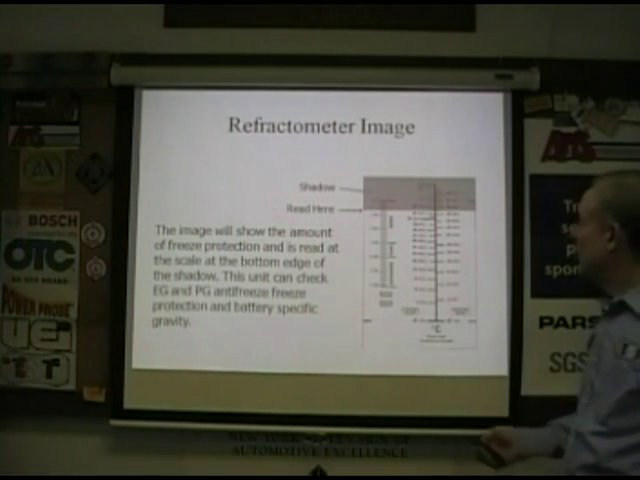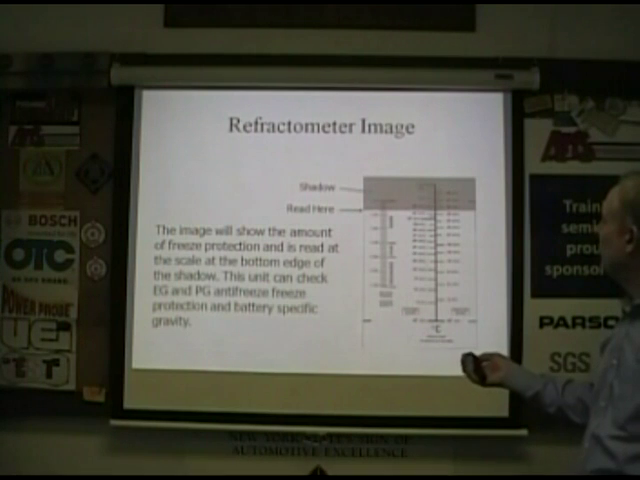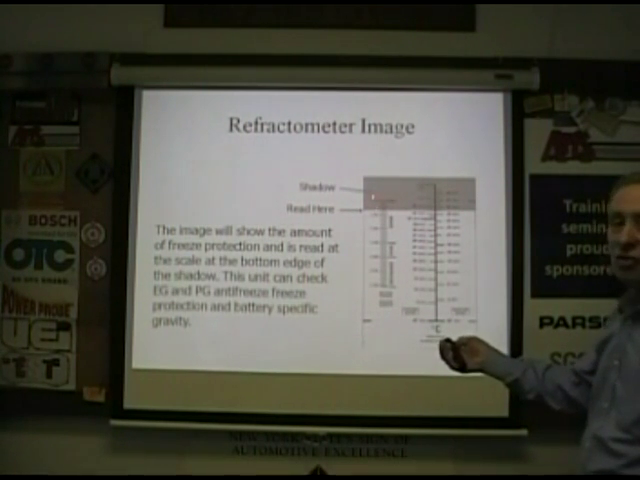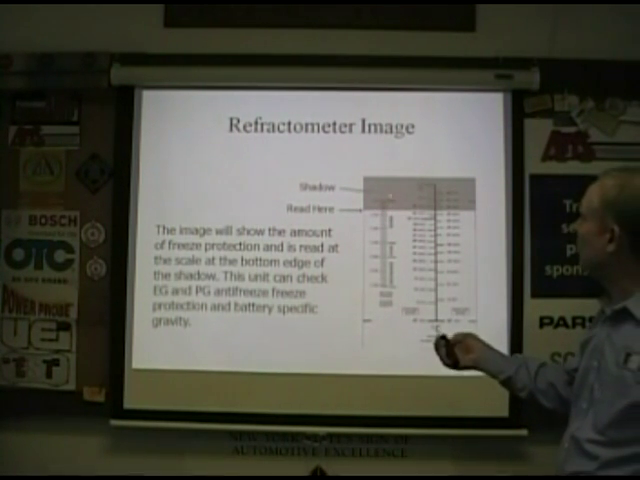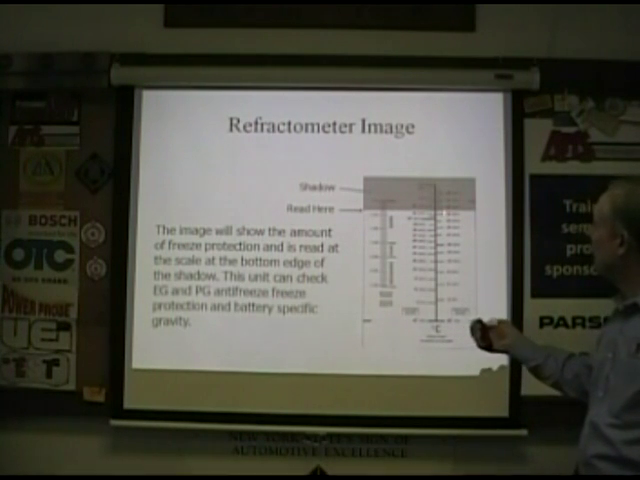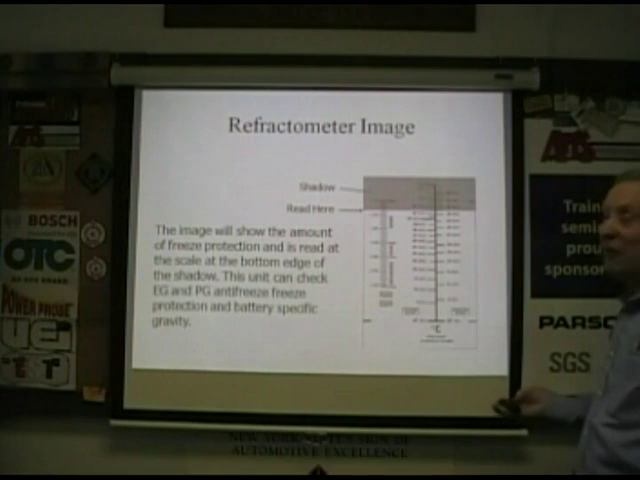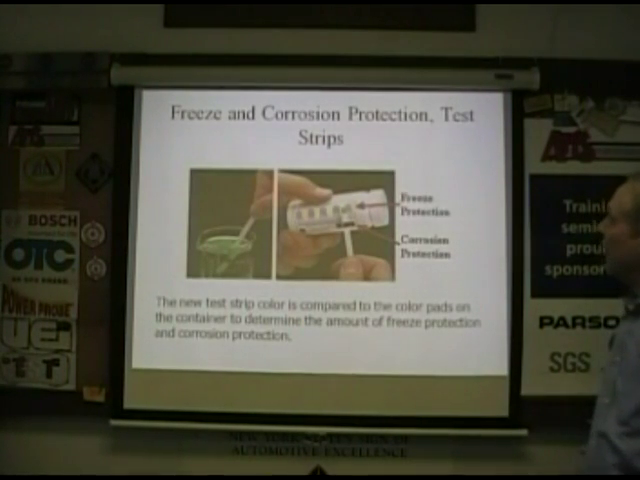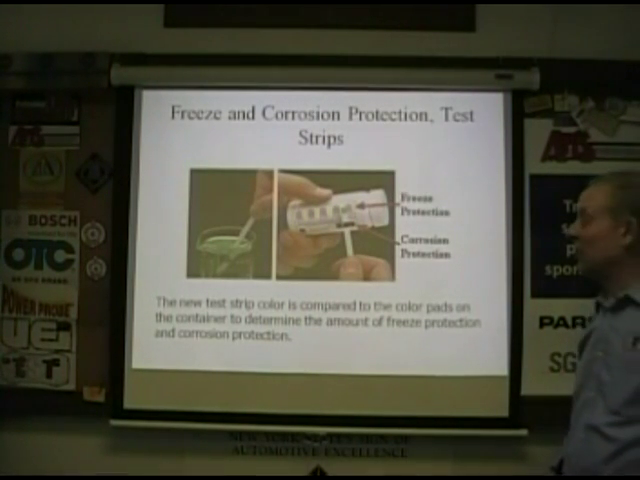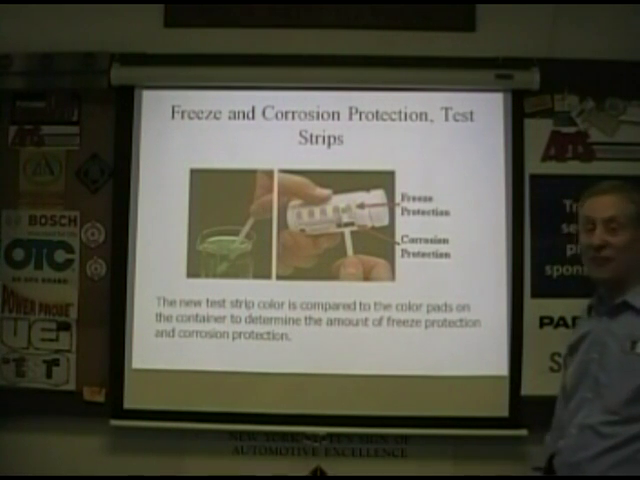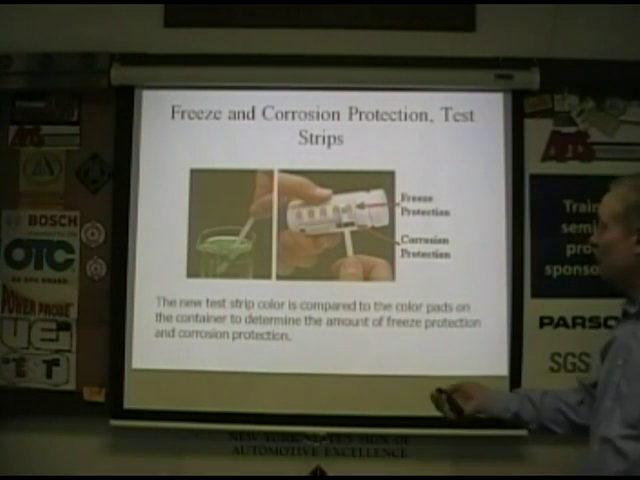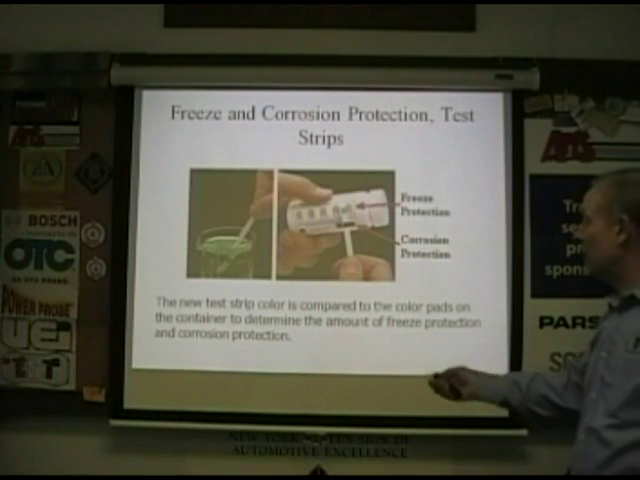Here's the refractometer, and you read it where the light goes to dark. You read it off a scale based on whatever the liquid is you're reading. Very easy to use. These are test strips, kind of a litmus test type of thing, if you remember that from high school chemistry. They've been around for quite a while and are very good.